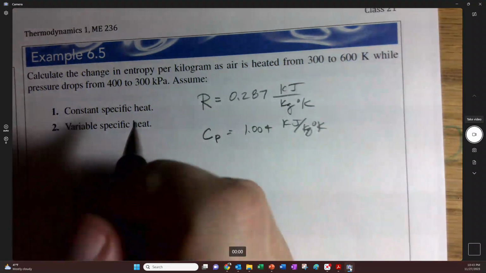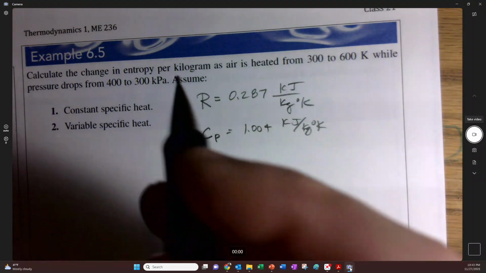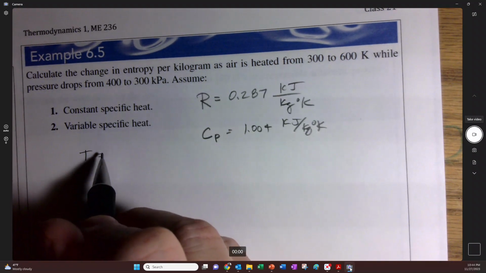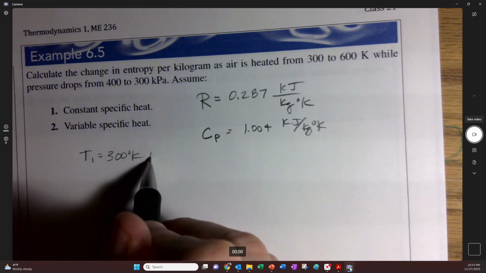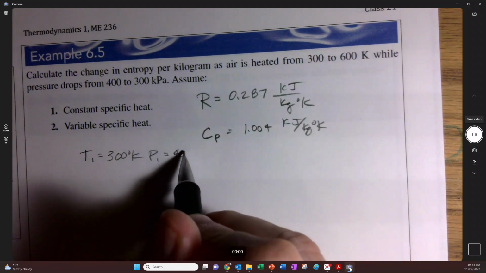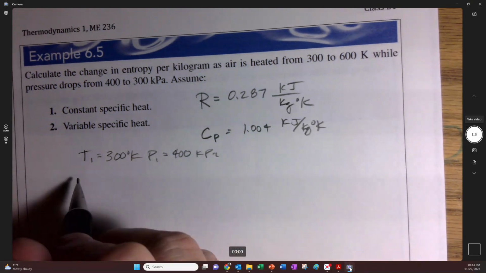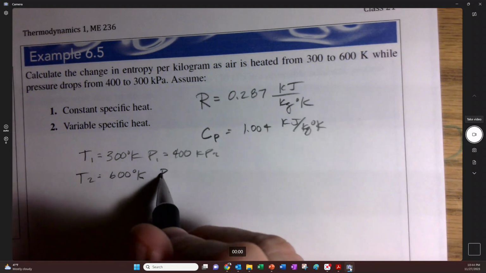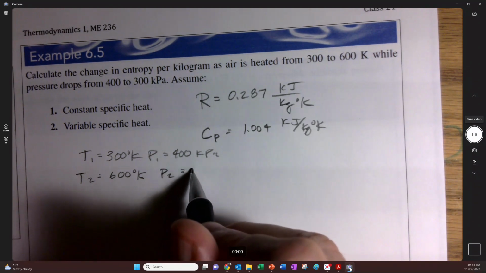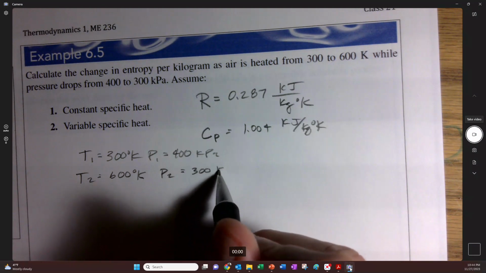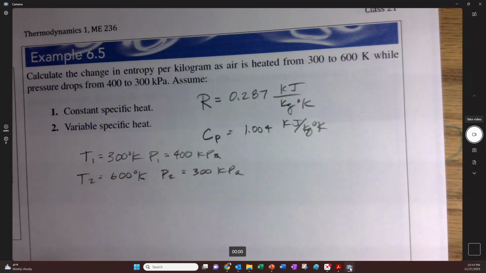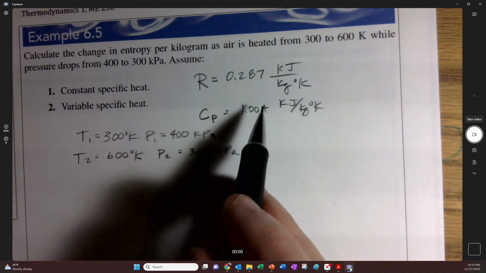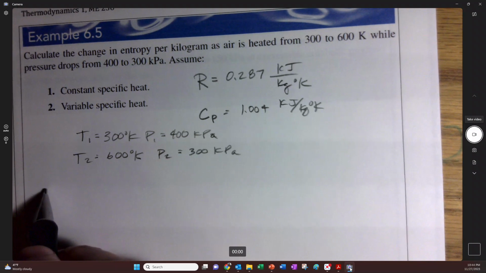Recall that I have it written up above, but I'll write it up here. T1 is 300 Kelvin, where P1 is 400 kilopascals, and T2 is 600 Kelvin, and P2 is 300 kilopascals. And then I looked up those values right there.